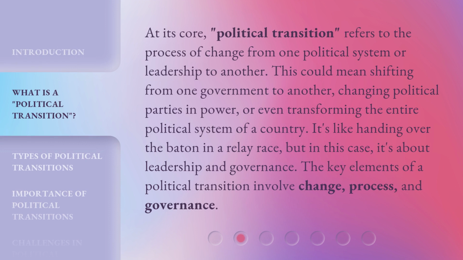At its core, political transition refers to the process of change from one political system or leadership to another. This could mean shifting from one government to another, changing political parties in power, or even transforming the entire political system of a country. It's like handing over the baton in a relay race, but in this case, it's about leadership and governance. The key elements of a political transition involve change, process, and governance.